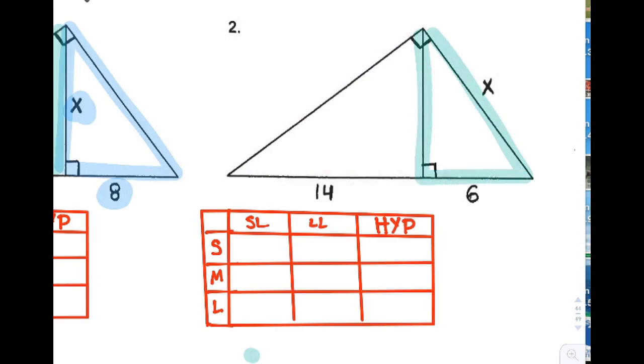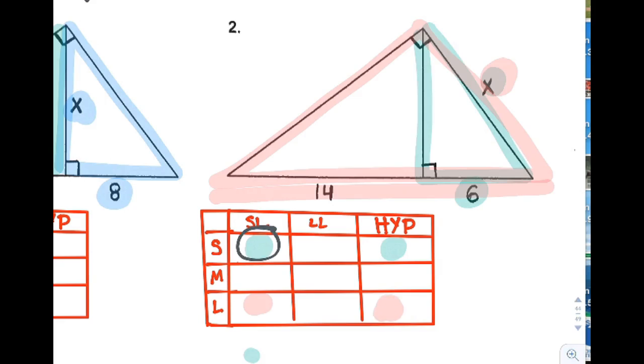Here we have a small triangle. The short leg is 6 and the hypotenuse is x. And then we have a huge large triangle where the short leg is x and the hypotenuse is 14 and 6, which is 20. So again, we have the four corner situation. We're going to cross multiply and solve.